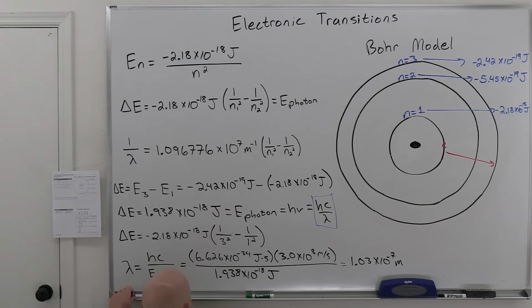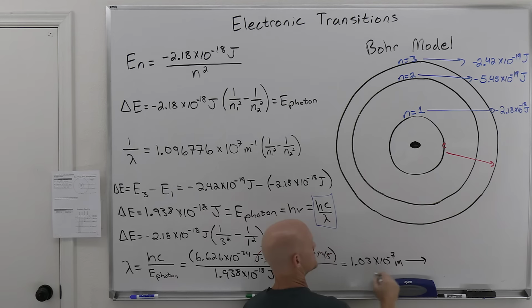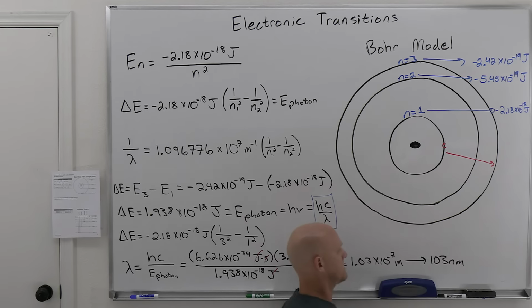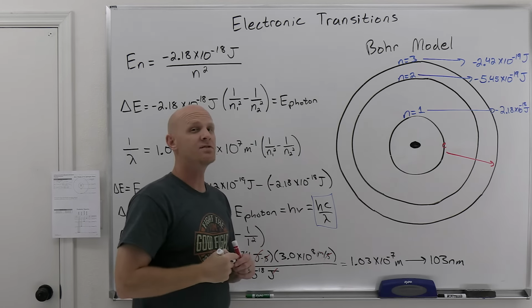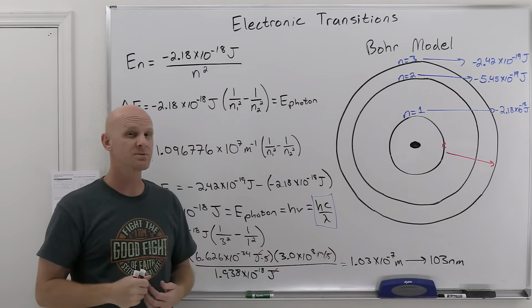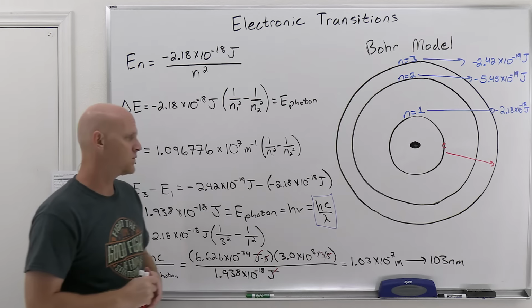Notice our joules are going to cancel right here, our seconds are going to cancel right here, and we're left with an answer in meters. But this is more commonly going to be expressed in nanometers, in which case we'd multiply by 10 to the 9th and get 103 nanometers. Notice that's a shorter wavelength than the 400 nanometer violet light, so it's definitely shorter than the visible spectrum. It's probably ultraviolet, maybe even X-rays, but probably ultraviolet would be my guess.